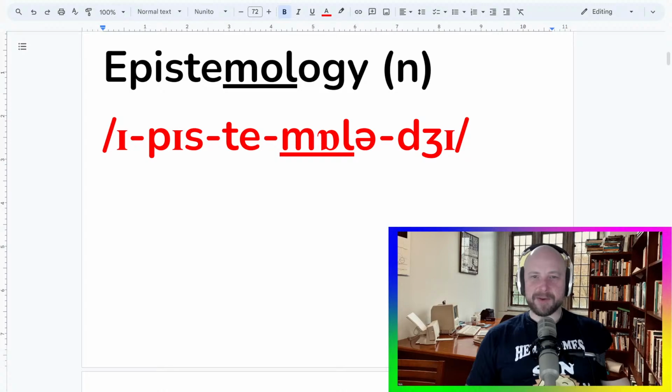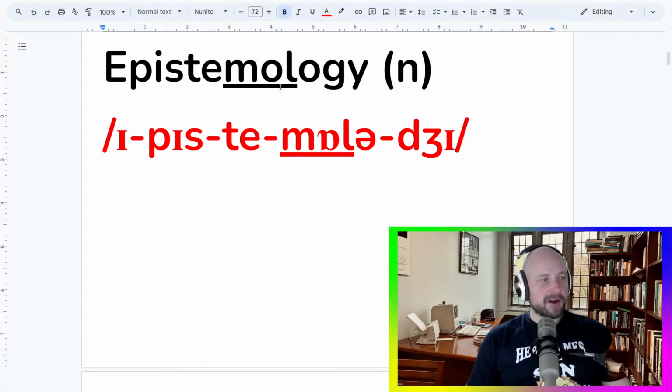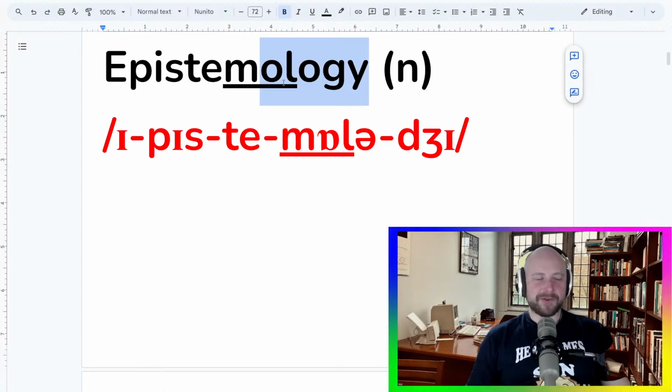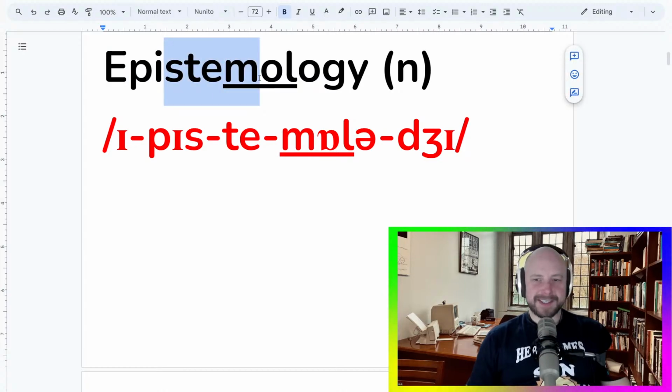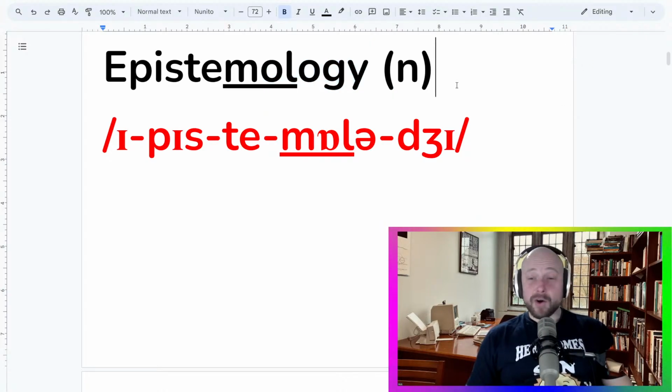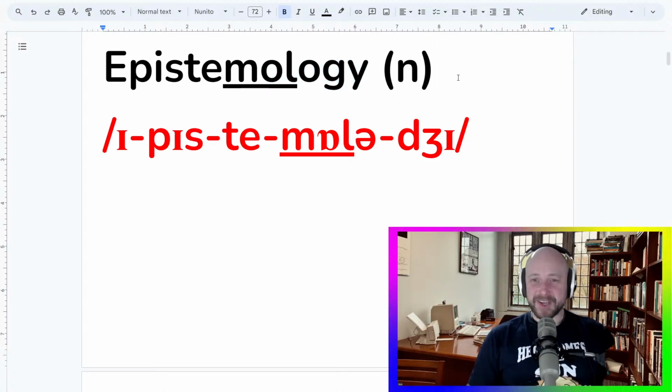We know this is a Greek word for a few reasons, but certainly because we can see common Greek graphemes or affixes. In other words, we can see parts of the word which come from ancient Greek. They are epi, stem, and ology. And we can talk about what they mean. So let's have a look at that.